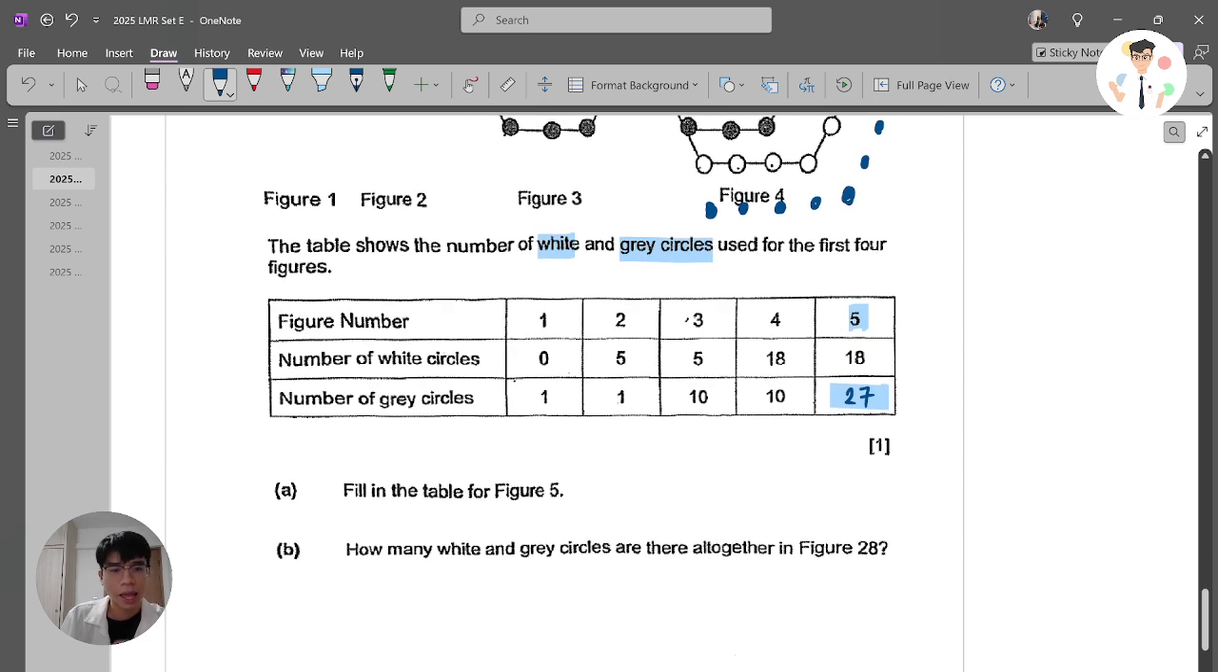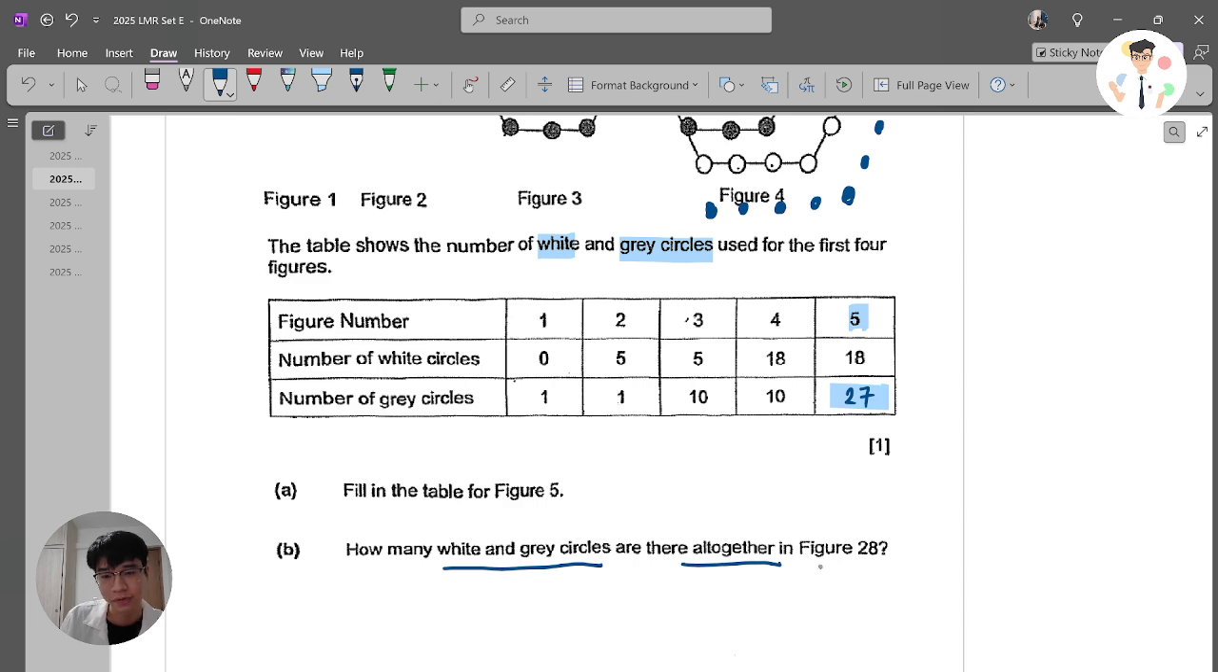Part B. How many white and gray circles are there all together in figure 28? White and gray means I want to find the total, right? So the total here will be 0 plus 1, 1. 5 plus 1, 6. 5 plus 10, 15. 18 plus 10, 28. 18 plus 27, that is 45. Now, I need to find white and gray when this is figure 28. What is here?